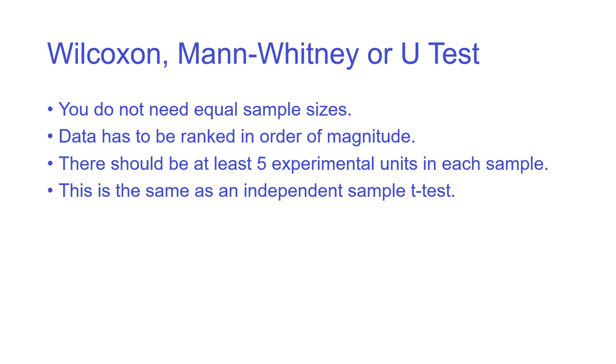So what you're going to do is put the data in order of magnitude from the smallest to the largest. You need at least 5 experimental units in each one of the samples, and it's an analogous test for parametric data. It's called the independent sample t-test.